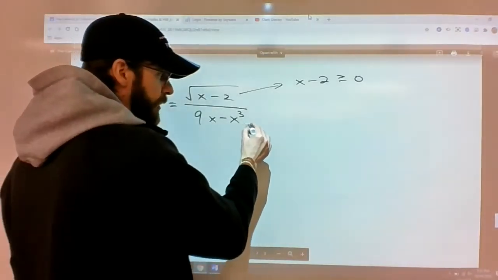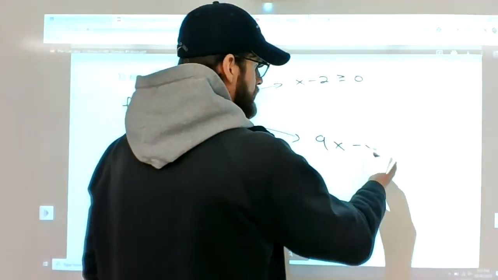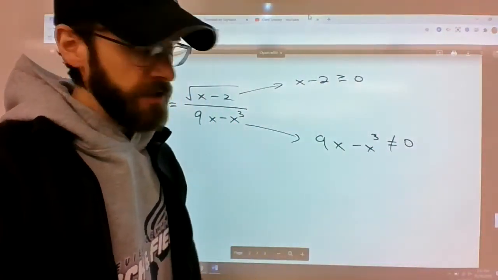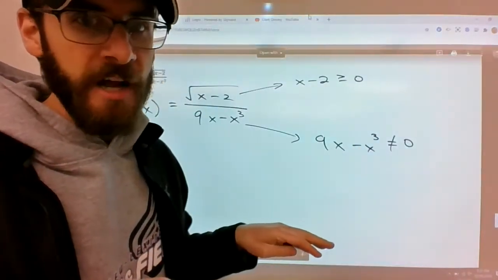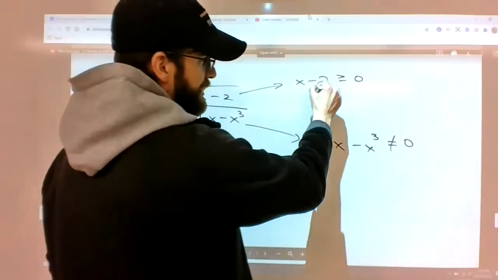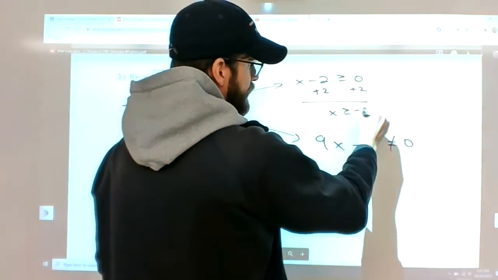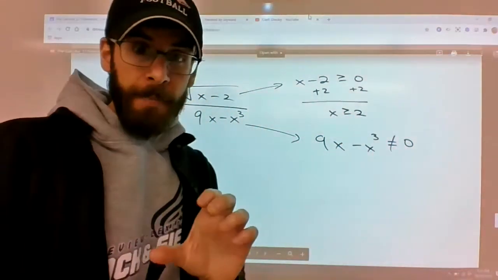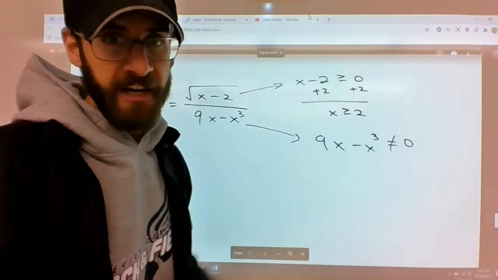We also know that the bottom cannot equal 0. You cannot divide by 0. So the spots where x forces a 0 on the bottom, those are not in our domain either. So this is simple enough where I can just say plus 2 to both sides. All right, x must be greater than or equal to 2. So at bare minimum, the domain is bracket 2 to infinity.